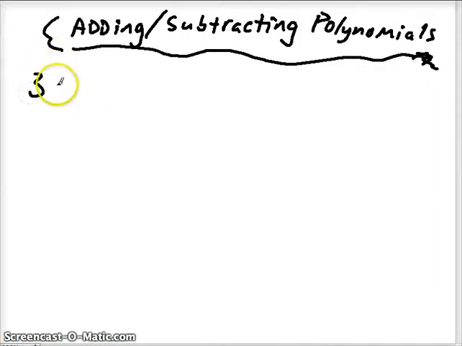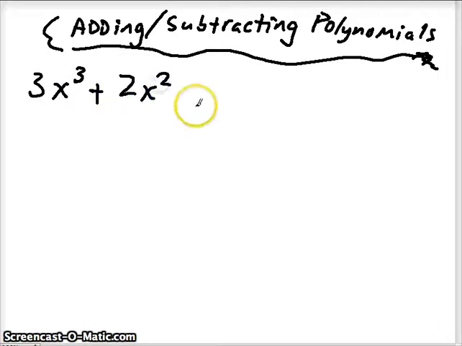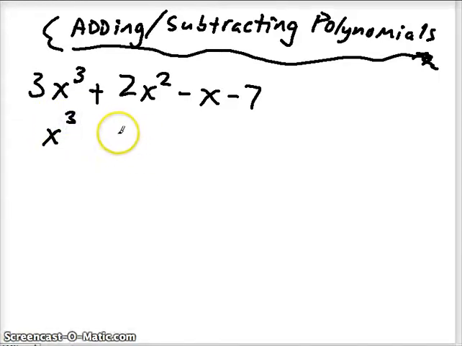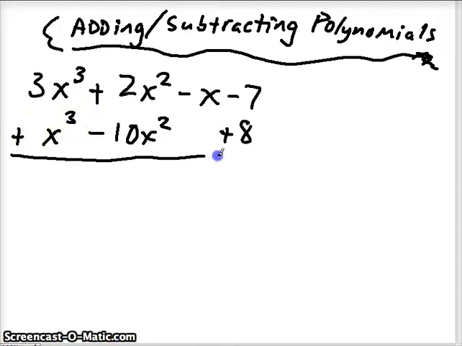So first, there's two different ways that we can do it. Let's just get a polynomial going here. Minus x minus 7. If we wanted to add that to a polynomial like x to the third minus 10x squared plus 8. Here's one way we can do it. We can stack them vertically here and just add just like you would normally add things.